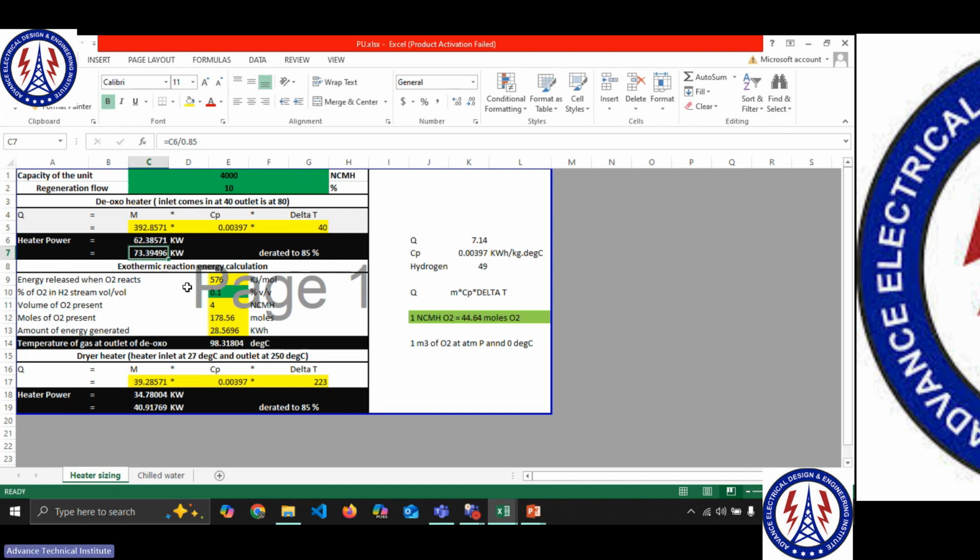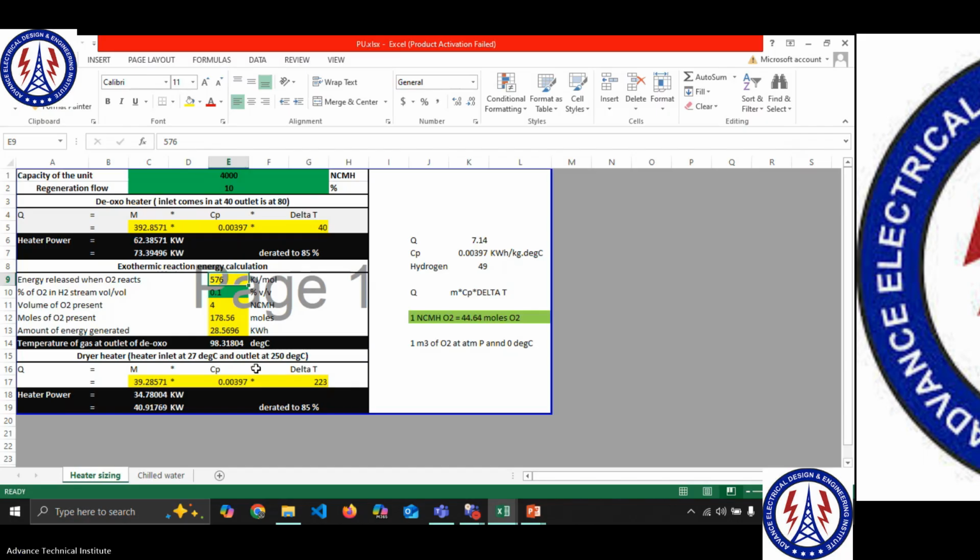So this is an exothermic reaction, and when 1 mole of oxygen reacts, it will produce about 576 kilojoules of energy. Are we clear? Yes. One mole of oxygen reacts. Let's try to understand what that is. 1 mole of oxygen reacts, it will produce 576 kilojoules of energy. So this energy directly goes into heating the system.